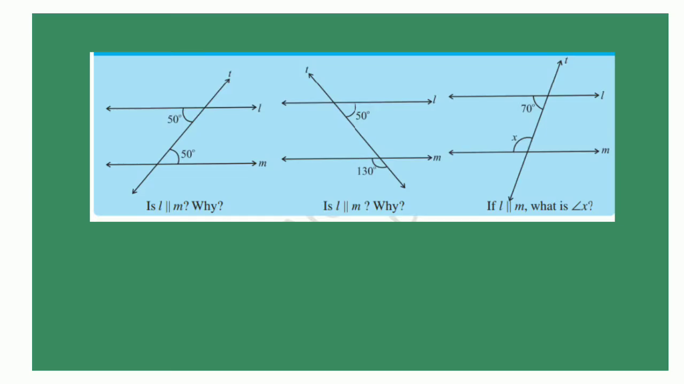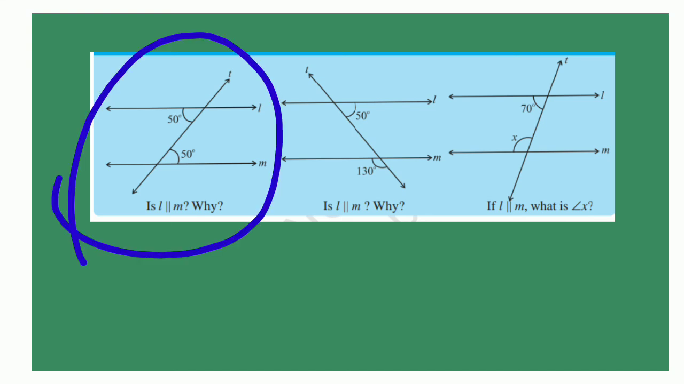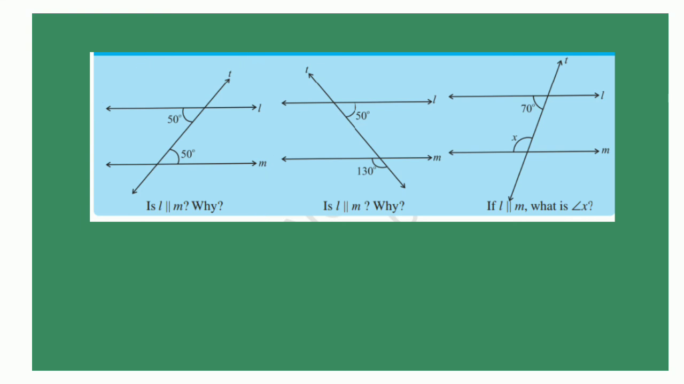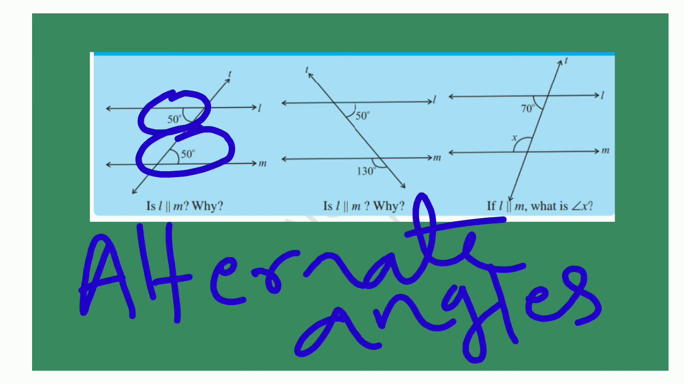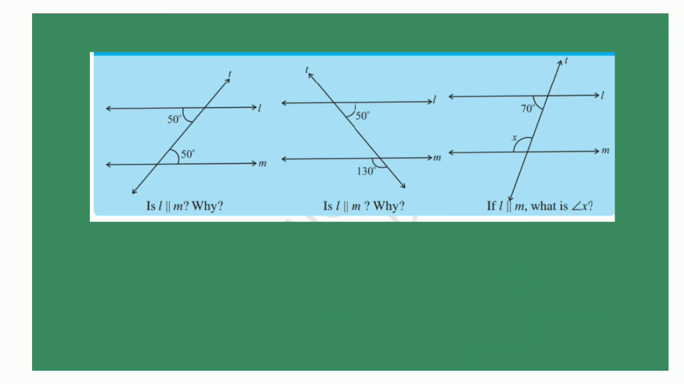Then we have some problems here. First one: is L parallel to M? Why? So we have to check whether L is parallel to M. The given measurements are two angles, 50 and 50. So they are alternate angles because they are equal. So we can say that the two angles are alternate angles. So we can say L is parallel to M.